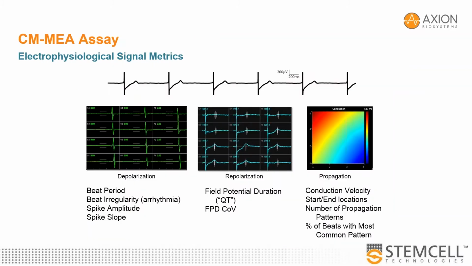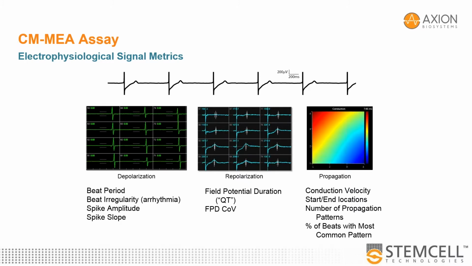Axis computes a number of cardiac endpoints from the field potential that you can export. Metrics related to depolarization include beat period, beat irregularity, which is indicative of arrhythmia, spike amplitude, and spike slope. Metrics related to repolarization include field potential duration, or FPD, which again is the time between the depolarization spike and the repolarization bump, or T wave. And Axis also computes FPD coefficient of variation.